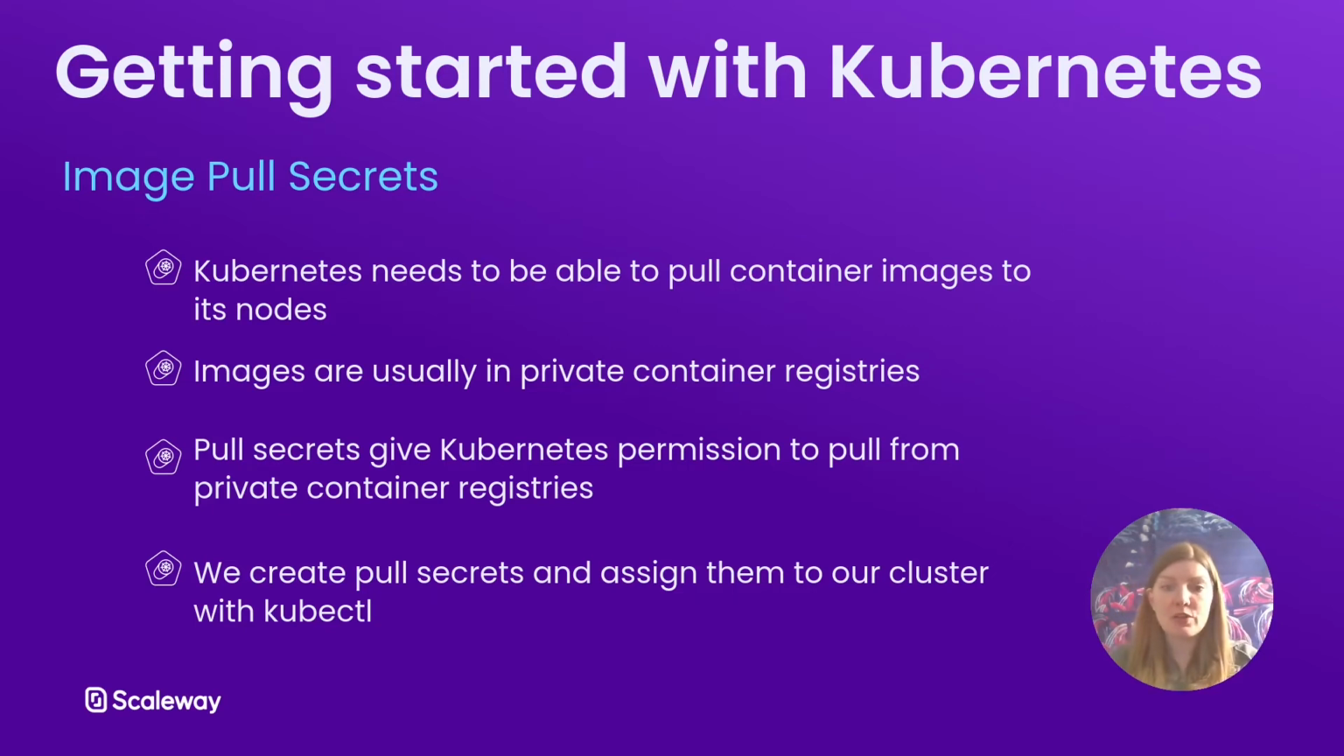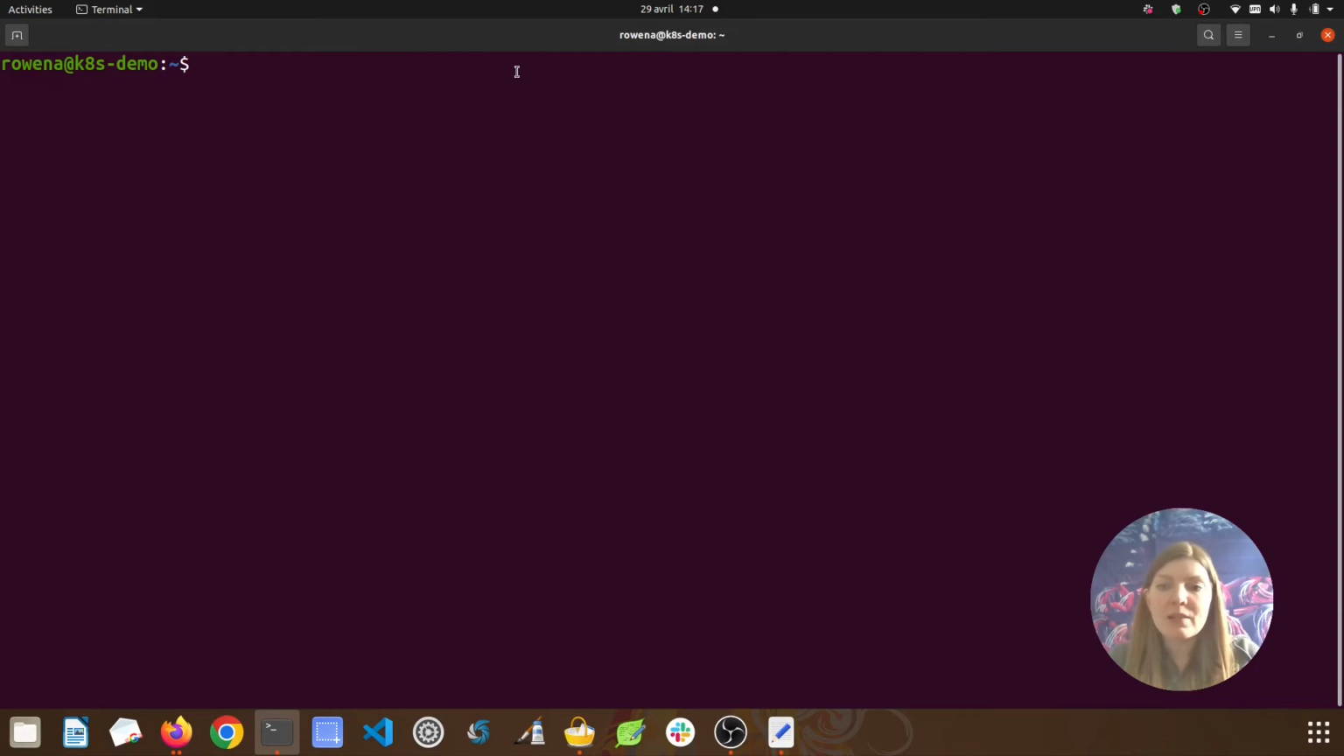Okay, let's go to the command line and see the command we need to create an image pull secret. So the base command is kubectl create secret docker-registry. And then we need to give it some more parameters. First, we need to give the secret a name. So I'll just call it registry-secret.